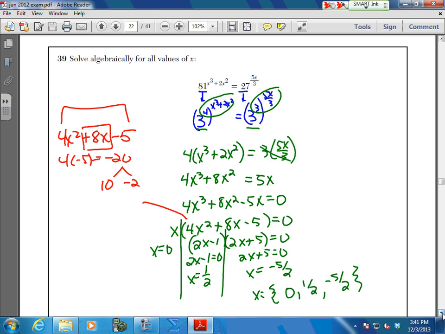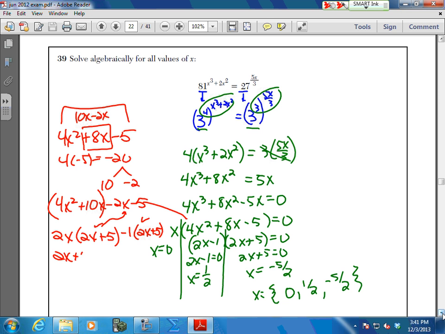So we're going to take this out and replace it with 10x minus 2x. So 4x squared plus 10x minus 2x minus 5. And group. So we're going to factor out a 2x. And we're going to be left with 2x plus 5. And notice we have this, but it's the opposite sign. So we're going to pull out a negative 1. And here's our common factor. 2x plus 5 times 2x minus 1. Those were your factors we used. And there is your Regents.